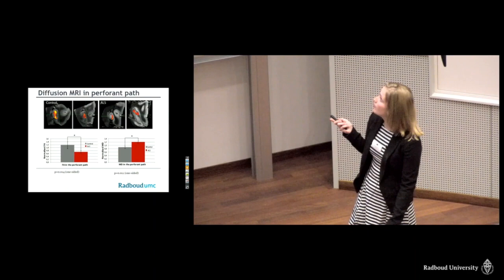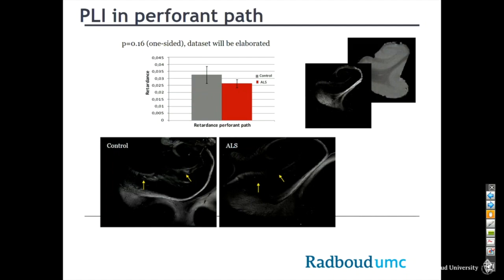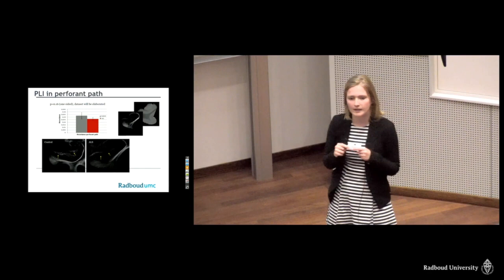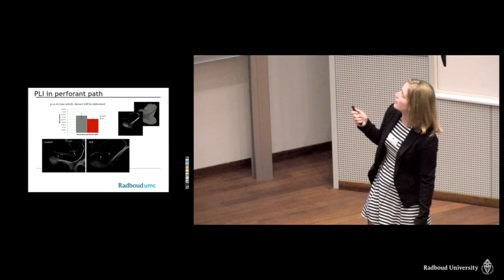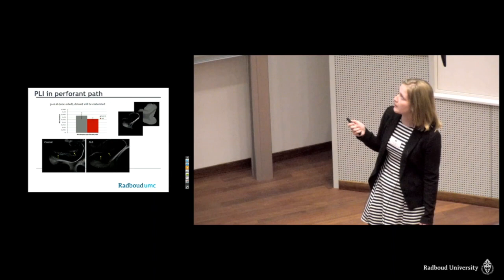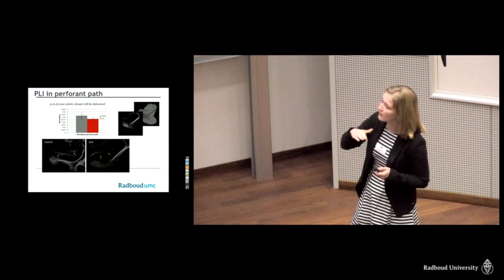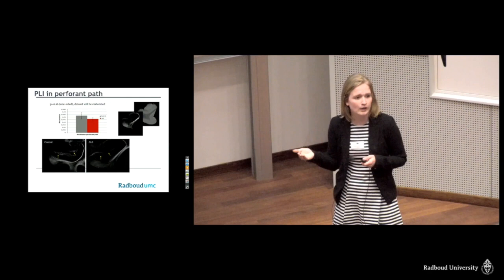Then we wanted to see if we would also see this effect in the retardance maps that I just told you about. So these are the retardance maps over the path that we extracted with the diffusion MRI, and we were able to directly couple this by co-registering the data. And what we then see is a decrease in retardance in the ALS patients. However, it's not significant. So what we're planning on doing is we've now analyzed one slice of the PLI, but we still have 11 more. So we'll analyze those 11 as well. And then we hope to see whether this is a true effect or not.